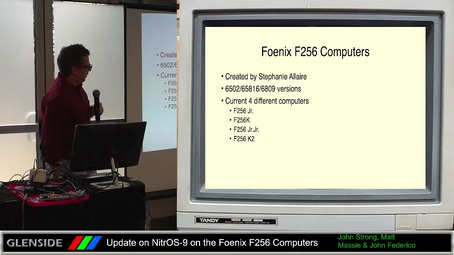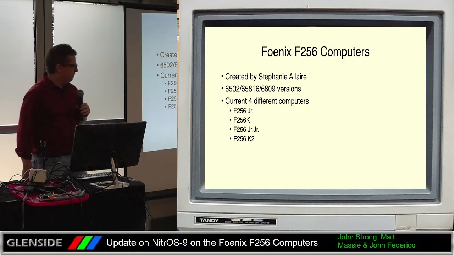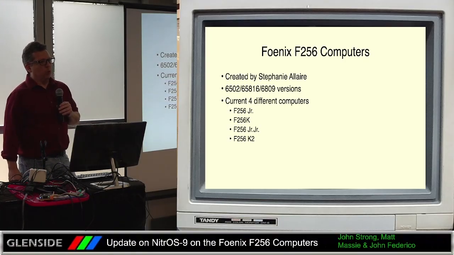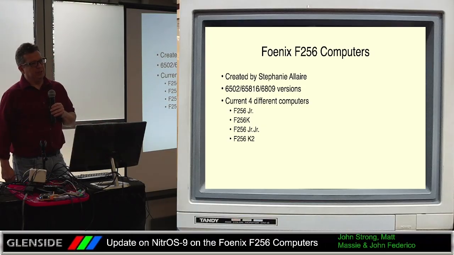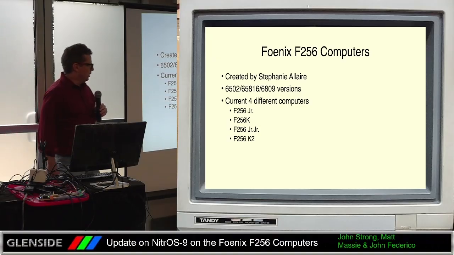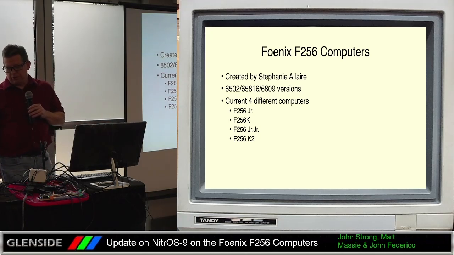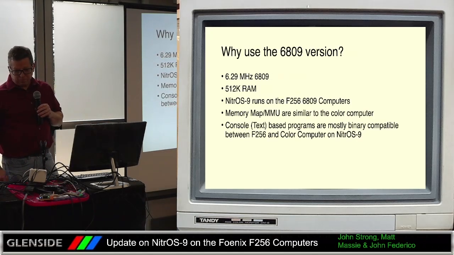There's currently 4 different computers. So there's the F256 Junior and the F256K. Those are sort of the older models. The 2 new models are the F256 Junior Junior and then the F256K2. And there's been some pretty serious usability improvements in terms of FPGA and massive feature upgrade as well. So those are sort of the big 4 models right now.